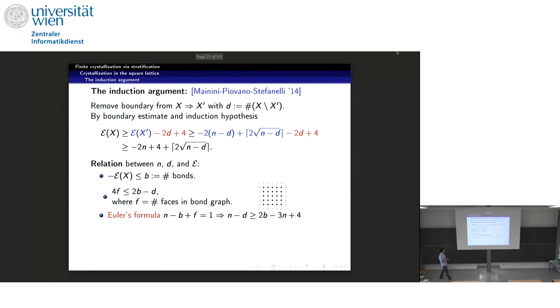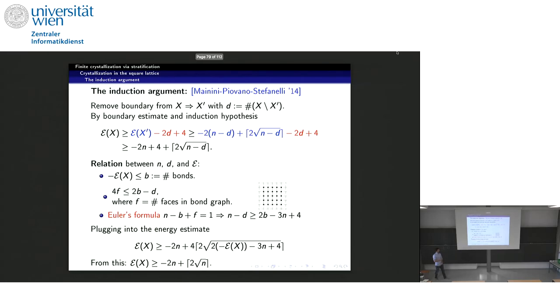And now you use Euler's formula. And you calculate a little bit. And you see you can get an expression for n minus d just in terms of the number of points and the bonds. But the bonds was minus the energy. So you can, again, replace b by minus the energy. And you plug it in here. So you replace n minus d by this one here. And then if you're brave enough, you can calculate that you actually get the right energy.